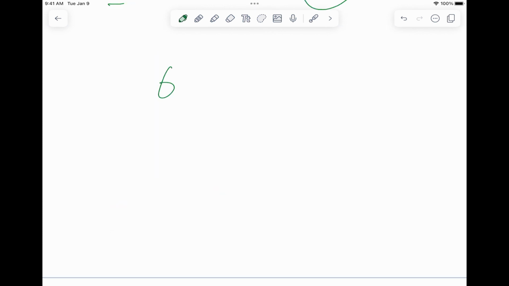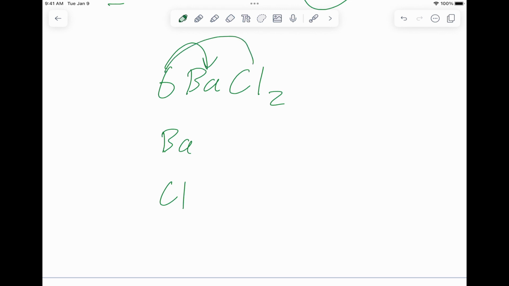So I have my 6, and I have my barium, and I have my chlorine. All right? I'm going to spend a little less time working it all out and go a little faster now. So I have my barium and my chlorines, and I'm going to take my 6 times the barium and 6 times the chlorine. And again, if there's nothing written here, that means 1, okay? So I'm going to take 6 times 1 equals 6 bariums. I'm going to take 6 times 2 equals 12 chlorines, okay?